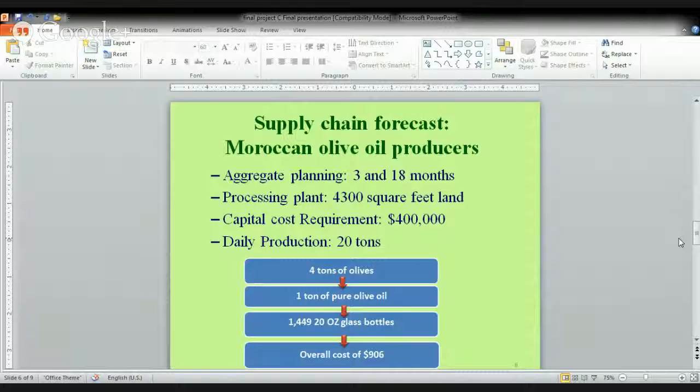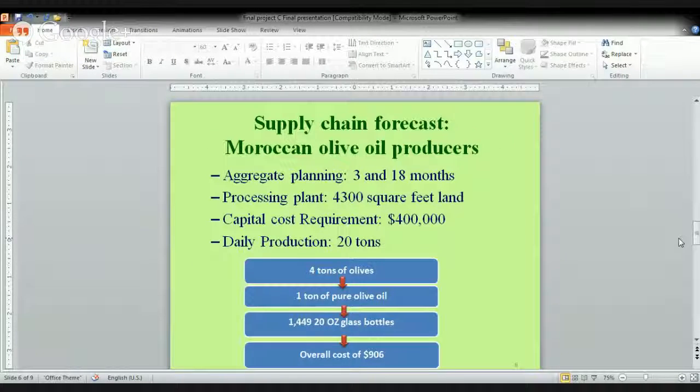So that's really a plus. And for the bottling cost, it's going to be 28 cents per glass bottle, which is approximately 6 cents per unit, and at that rate, around 1,450 bottles are required for each ton of olive oil. It's basically going to cost $906 for the total bottles.